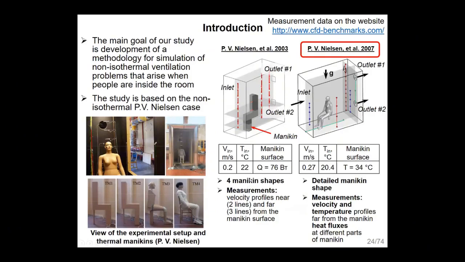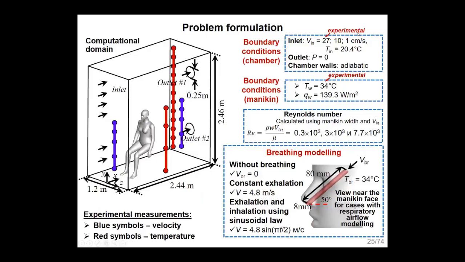So here are the characteristics of the mannequin. They are well described on the website that is supported by the Nielsen research group. And here is the problem formulation. In fact, it is just a small test room with one large opening, just an open wall, and two small exhaust openings. With the relatively large velocity of 27 centimeters per second, we have just an example of a thermal mannequin in a wind tunnel. It is not a typical ventilation condition, but those were the conditions of the experiment.